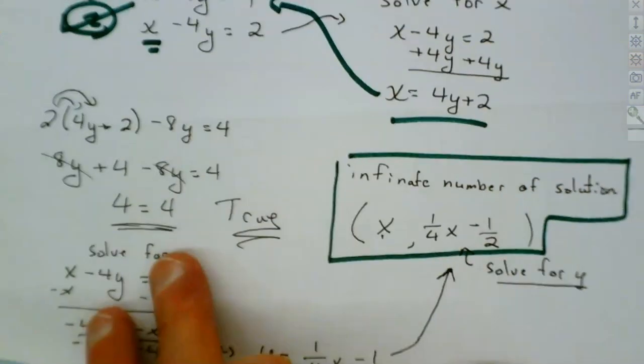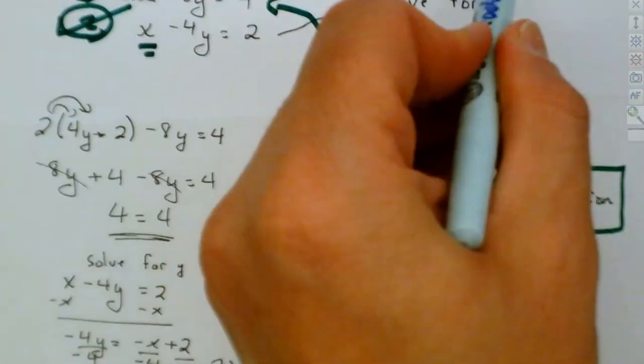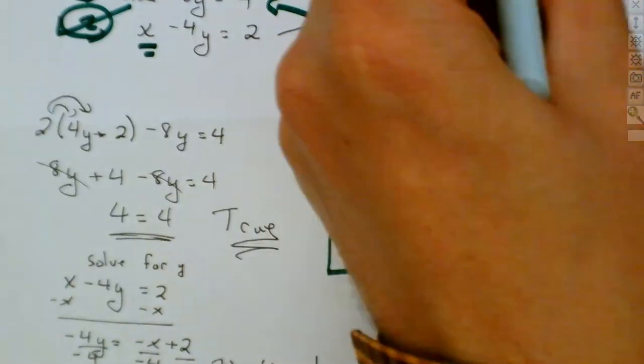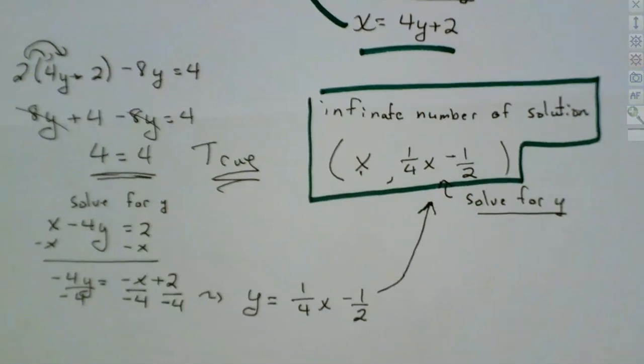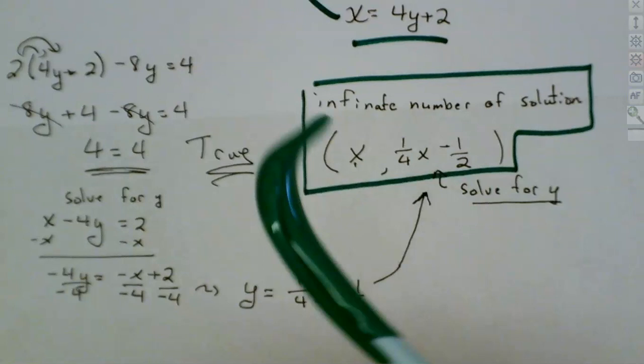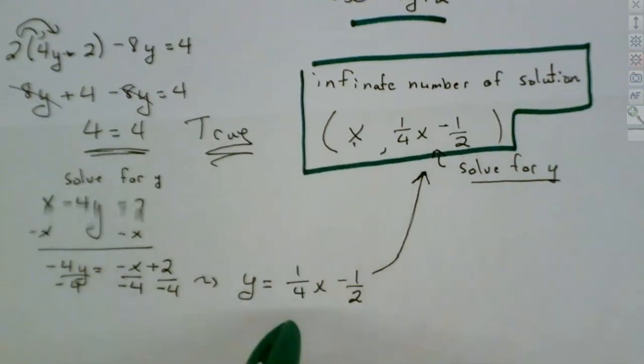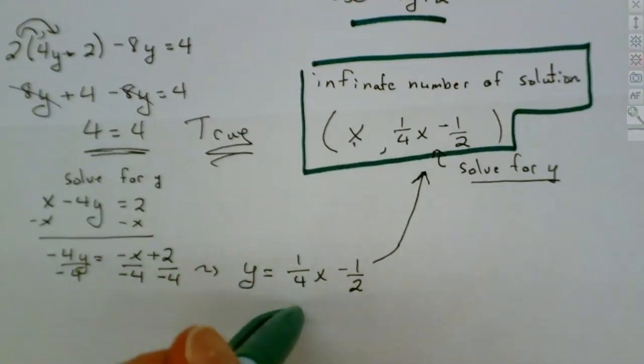And what you always do, if it's an infinite number of solutions, is you take one of those equations and solve it for y, and that goes here. X always is x, y is whatever y is. Solve in terms of x.